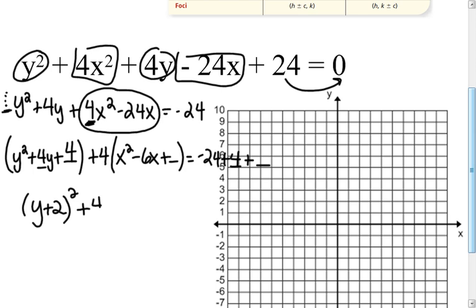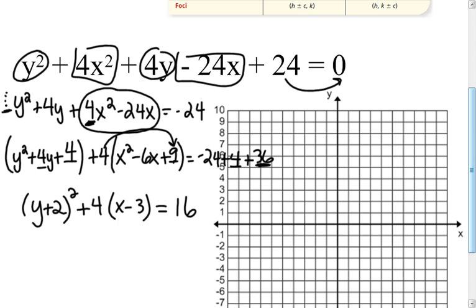Okay, and over here you've got to be careful. X minus 6, half of 6 is 3. When I square 3, I get 9. Here's where people make a mistake. Ready? What goes in this blank over here isn't 9. It's actually 4 times 9, which is 36. Okay? So be careful about that. Then on the right side, if I have negative 24 plus 4 plus 36, I will get 16.